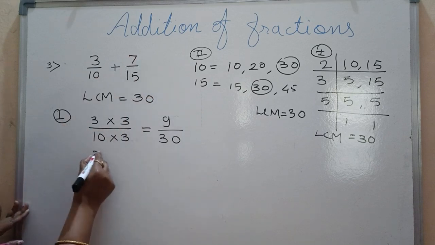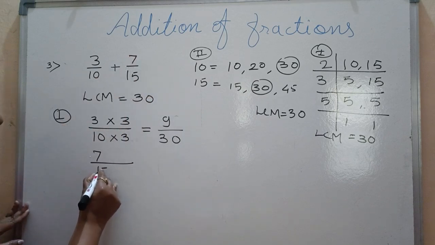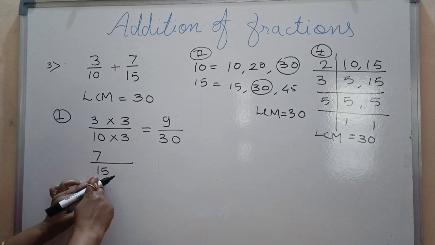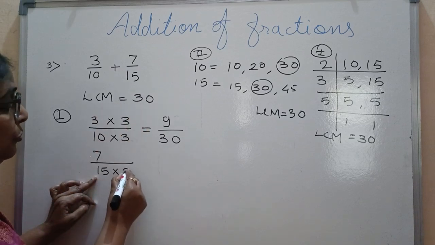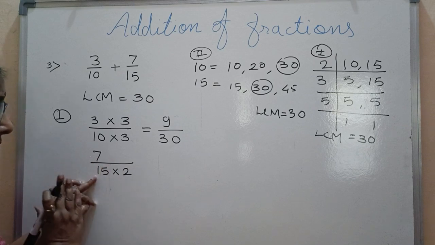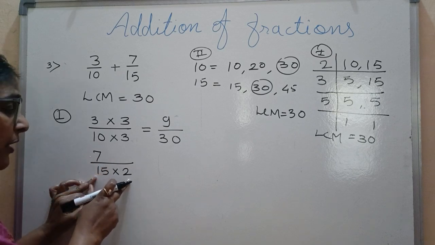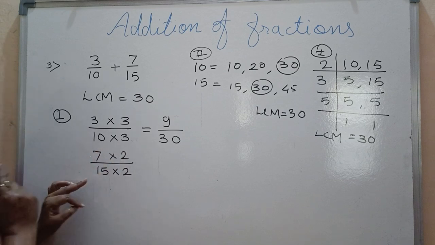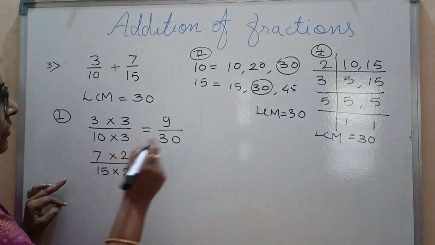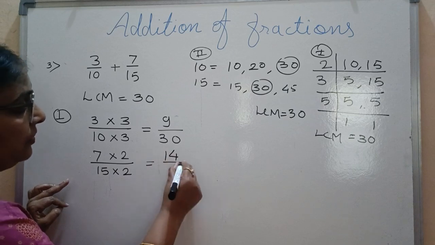Second fraction is here 7 by 15. Okay. Again in denominator I want here 30, so I will multiply here by 2 because 15 to the 30. As I am multiplying in denominator by 2, I will multiply by the same number in numerator also. So what I will get here? 14 by 30.